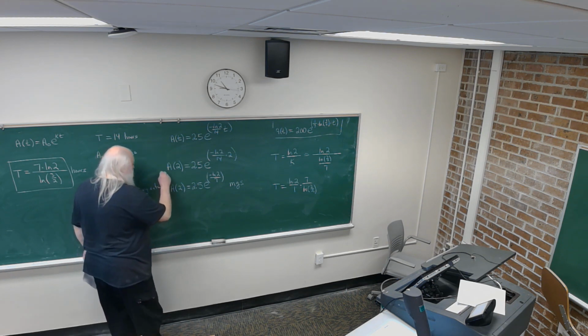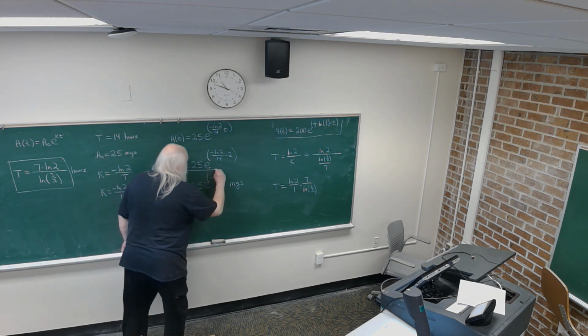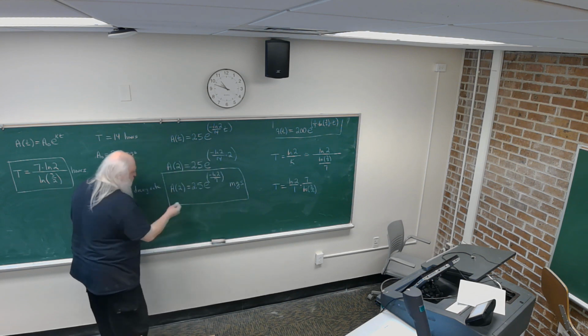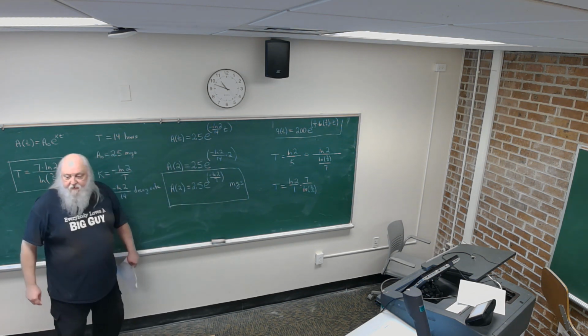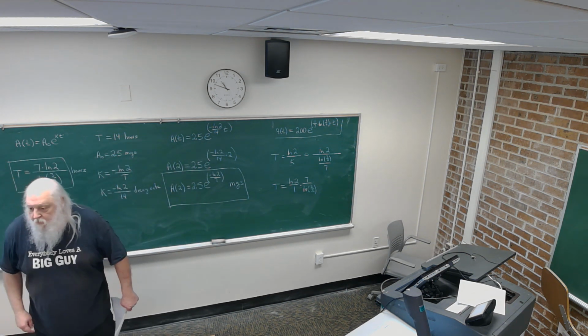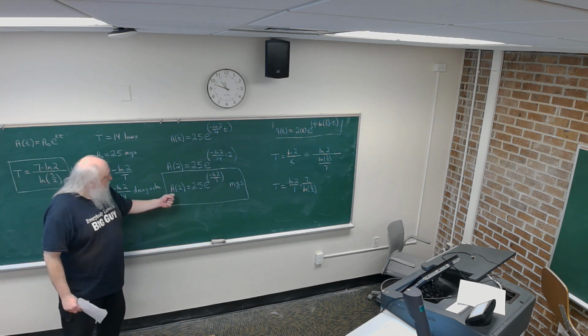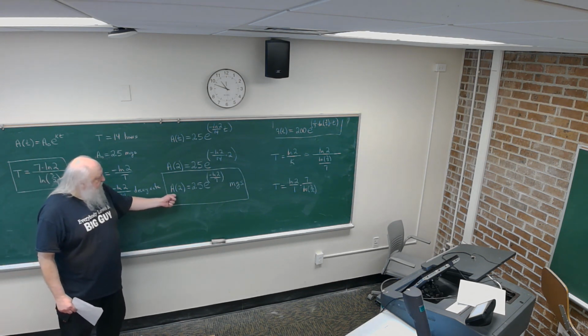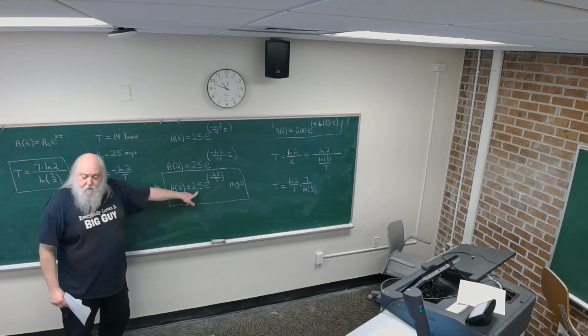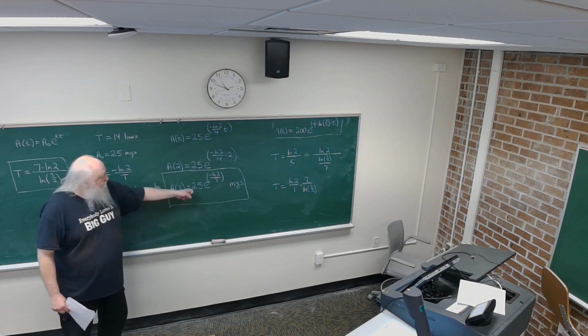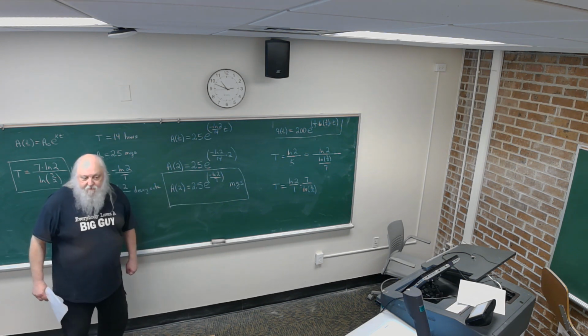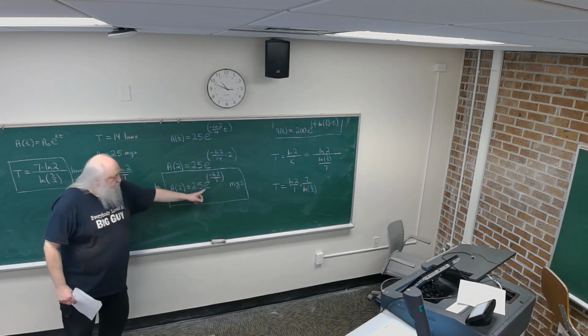That's the exact answer. If you're allowed to use calculators, you'll be able to write out a decimal answer. Riddle me this. The amount in the bloodstream after 2 hours, is it more than 2.5 or less than 2.5? Yeah, better be less. It's decaying, right? It's declining. So somewhere between 0 and 2.5 is the value of this.